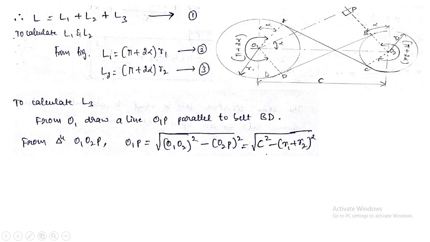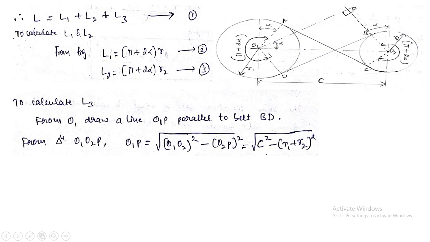Once you make this modification or construction, we will get a right angle triangle here, that is O1 O2 P. From the triangle O1 O2 P we will write the expression for O1P. Again, make use of the Pythagoras theorem.